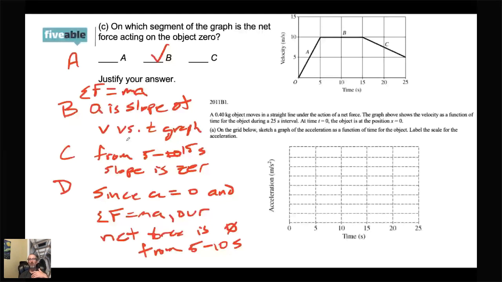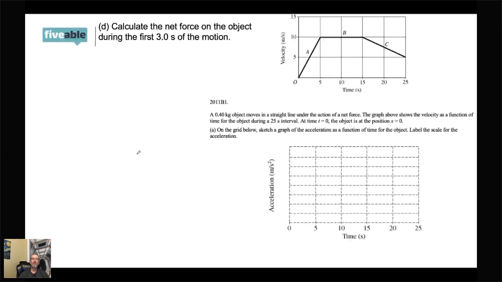So that's probably one of the best, if not the best way of doing it. Let's go ahead and take a look at the next part. This is letter D. It says calculate the net force on the object during the first 3 seconds of motion. Now, they try to throw you by telling you 3 seconds. And so you're struggling because you're going, well, half of this is 2.5. So that'd be right at this point. Yeah, but right at that point, it wouldn't matter. The net force is going to be the same along this whole line.